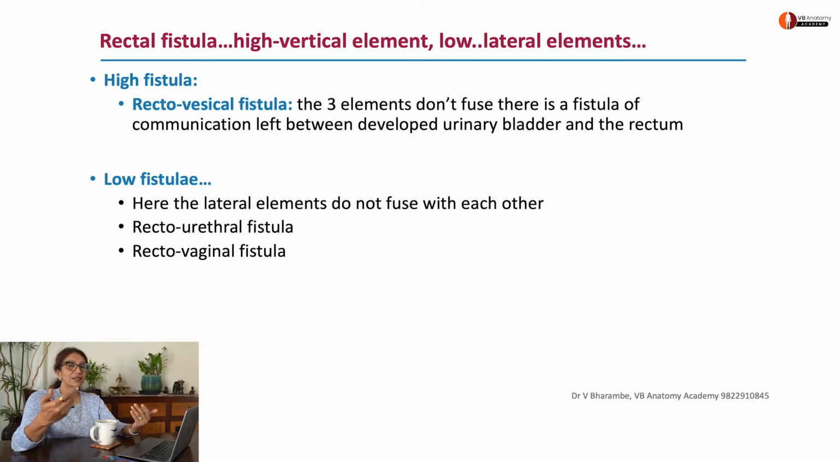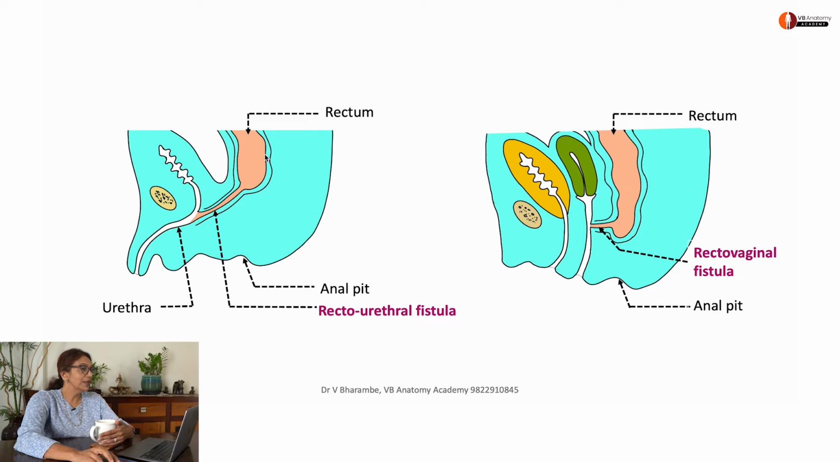Whenever you find that there is a fistula which is high, it's likely to be a vertical element disorder. When you see that the fistula is low, it's likely to be a lateral element disorder. For example, here you're seeing a recto-urethral fistula. Here you're seeing a recto-vaginal fistula. They are both low disorders, okay? And therefore, they are likely to be lateral element. Doesn't matter. Just remember that they are urorectal septum disorders, and at the same time, the proctodeum has not deepened at all to form the lower anal canal.